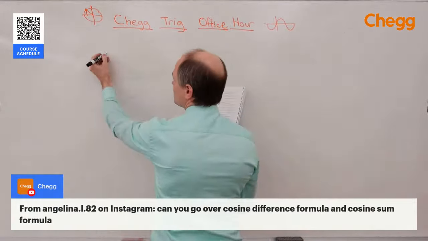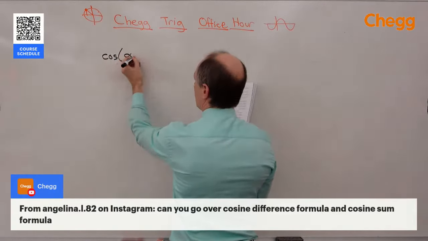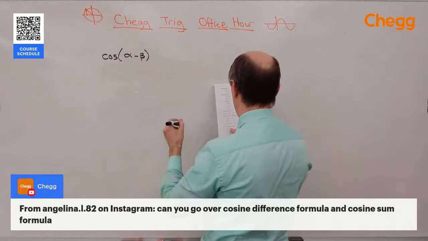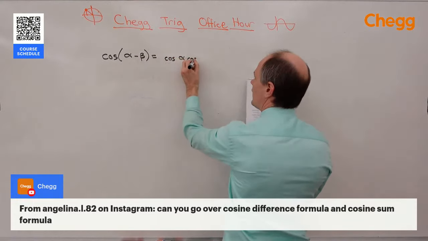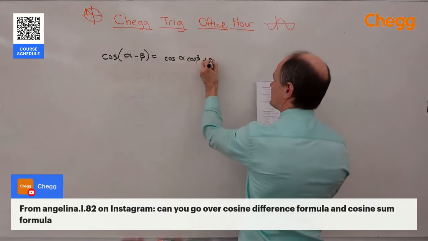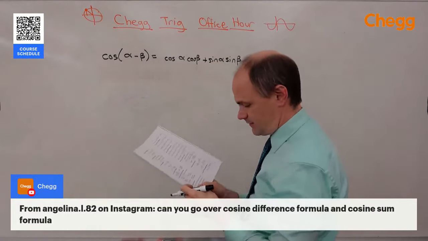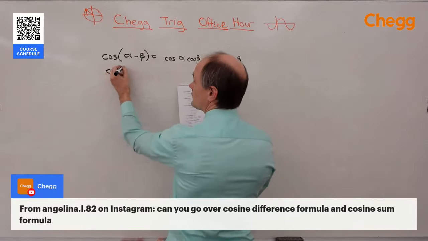I think you're talking about this formula that says the cosine of alpha minus beta is equal to the cosine of alpha cosine of beta plus the sine of alpha sine of beta. There's also a couple other formulas that are related to it. So we could do the cosine of the sum.